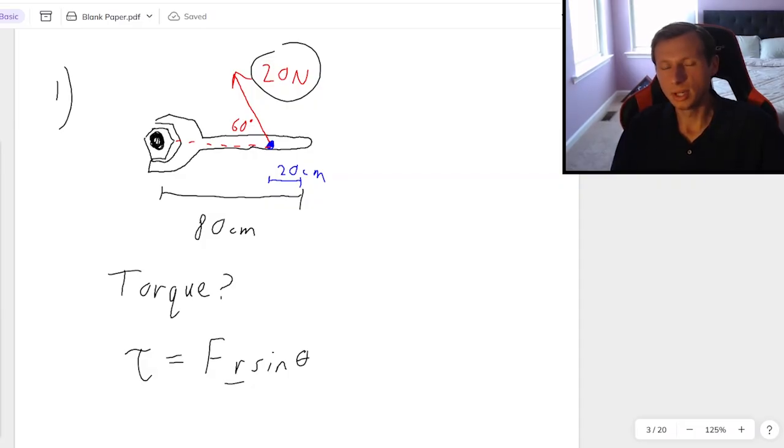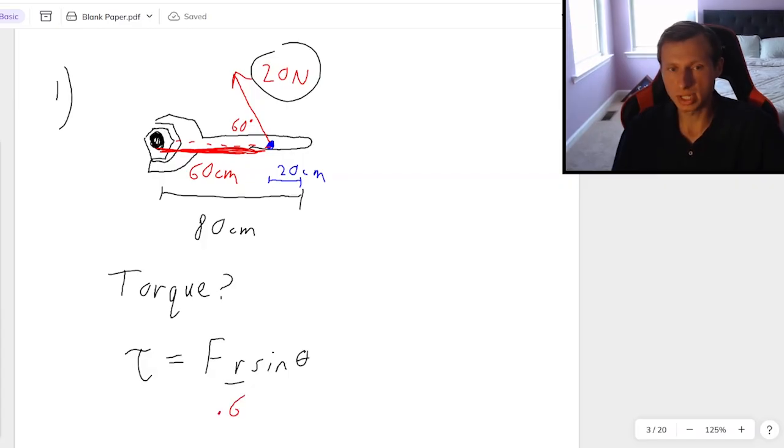Why is that important? Because what's the radius going to be? It's not going to be the 80 centimeters. It's also not going to be the 20 centimeters. It has to be this distance right here, which is just 80 minus 20, 60 centimeters, which I will convert to meters.